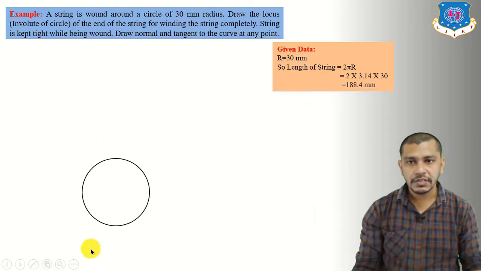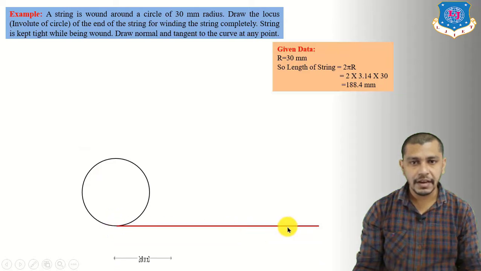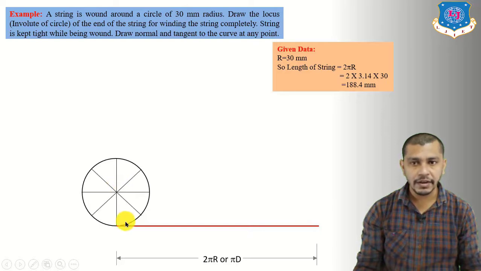So first of all, draw the circle having radius equal to 30 mm and show the string length equal to 2 pi r, which is equal to 188.4 mm. Thereafter, divide the circle into 8 equal parts and make sure that the string is attached at the circle, tangent to this vertical diameter of the circle. Now give the numbering on the circle. This will be 0, 1, 2, 3, 4, 5, 6, 7.